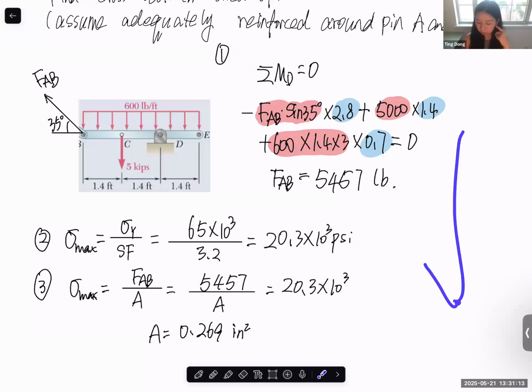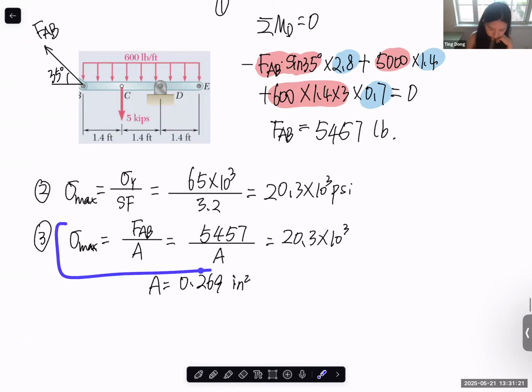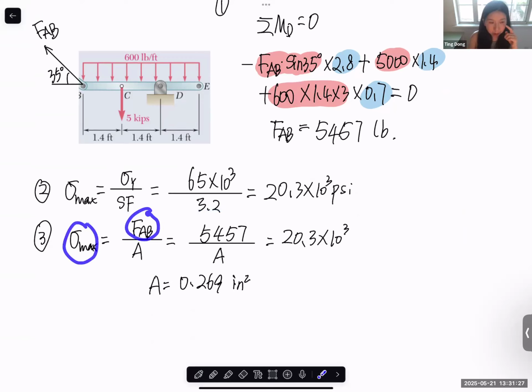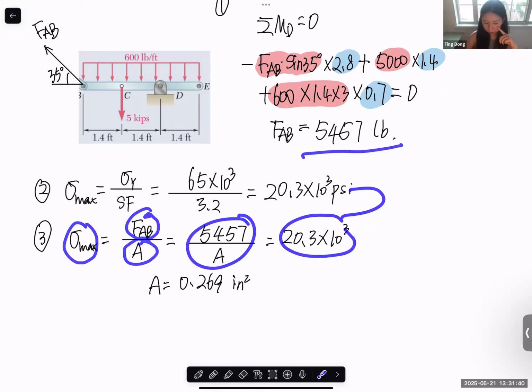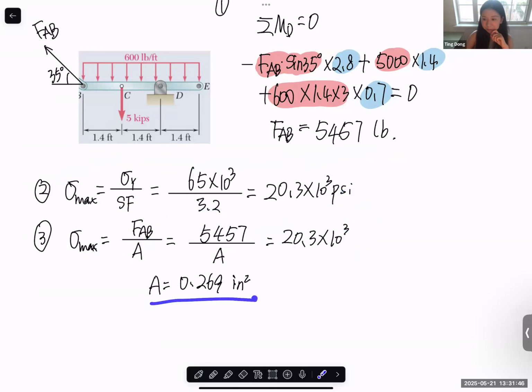Any question for this example problem specifically? Can you explain what you did in step 3 again? This one. Yes. So the maximum stress is equal to the internal normal force, which here should be the FAB we calculated in the first step, divided by the cross-section area. And this should be equal to the one we calculate based on the safety factor. That's how we calculate the area. Okay. Thank you. Welcome. Any other question?